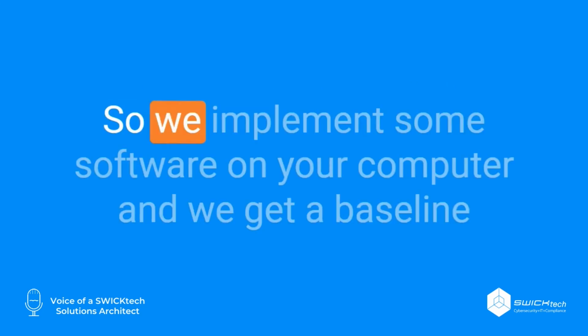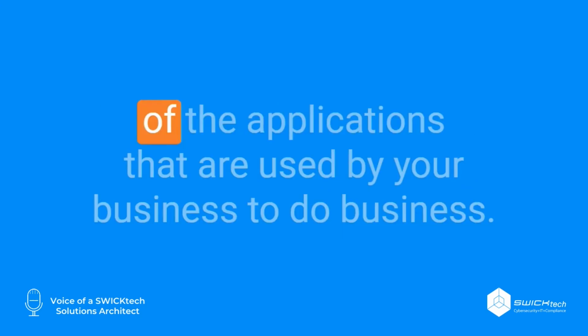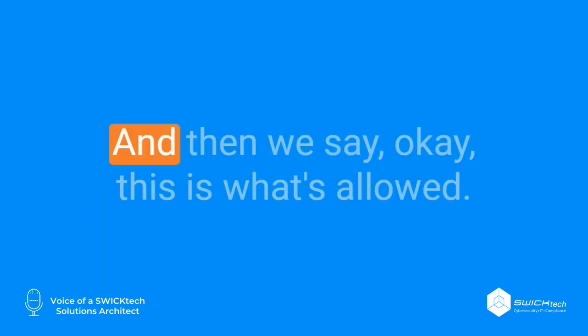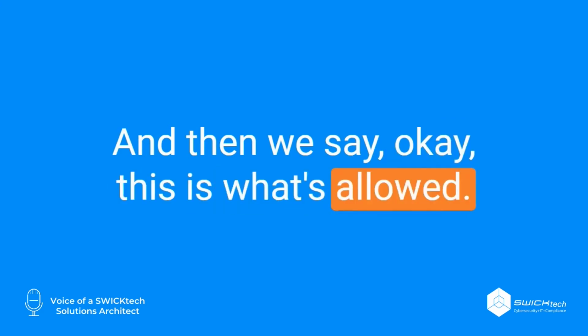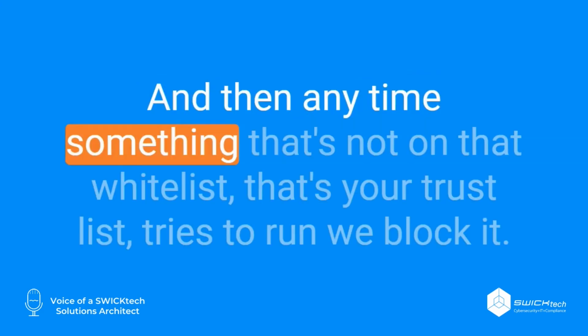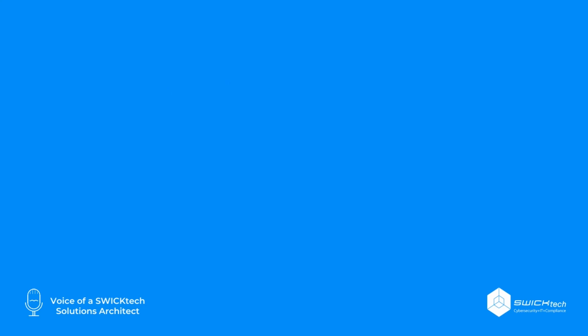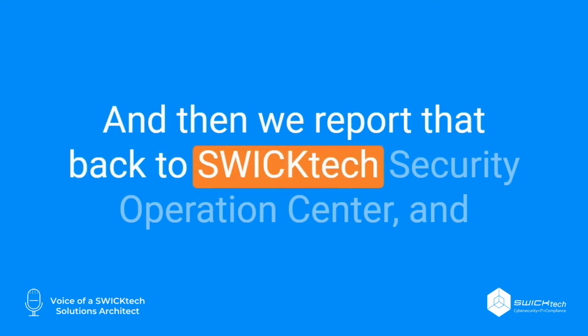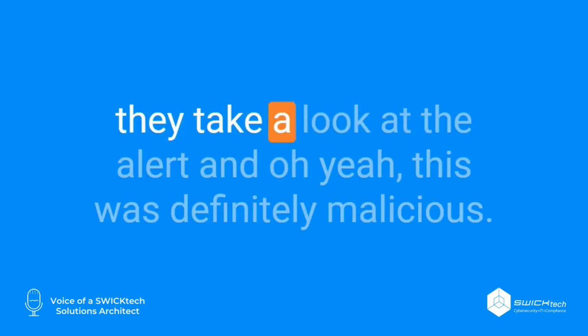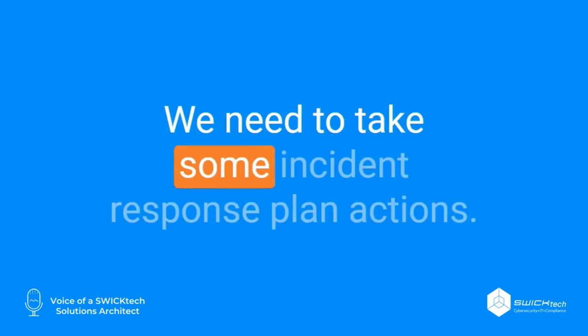So we implement some software on your computer and we get a baseline of the applications that are used by your business to do business. And then we say, okay, this is what's allowed. And then anytime something that's not on that whitelist, that zero trust list, tries to run, we block it. And then we report that back to SWCTech's Security Operations Center, and they take a look at the alert and, oh yeah, this was definitely malicious. We need to take some incident response plan actions.